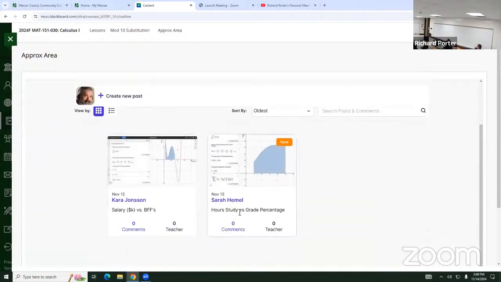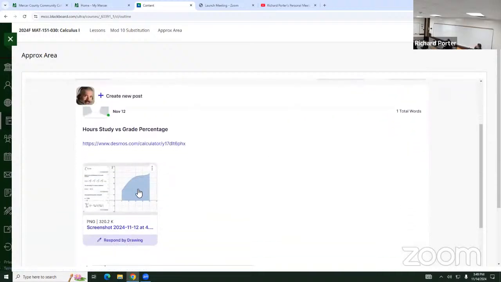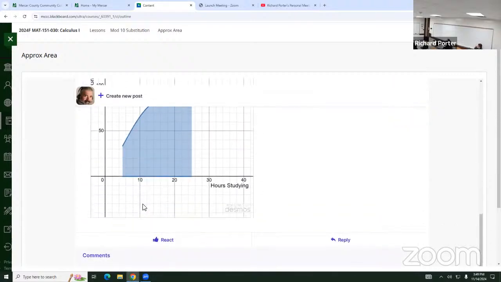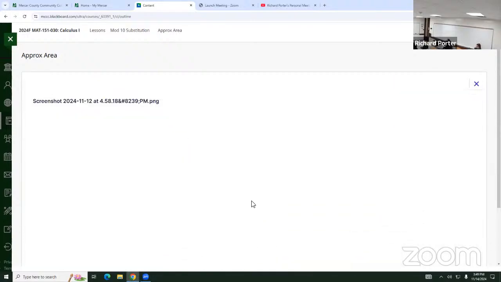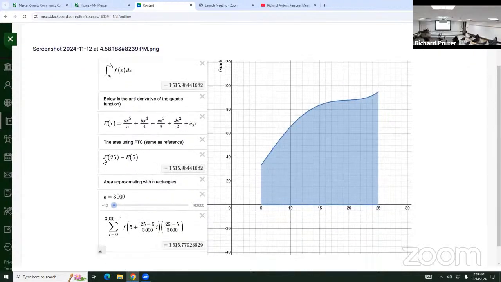There's one for each group. There's the area, that's a picture. Okay. Oh, I guess there's more here. Oh, yeah, you did this. So this right here, the capital F, that's the fundamental theorem of calculus. Evaluated at 25 and 5. Boom. And then this is using 3,000 rectangles to approximate and get the same sort of answer.